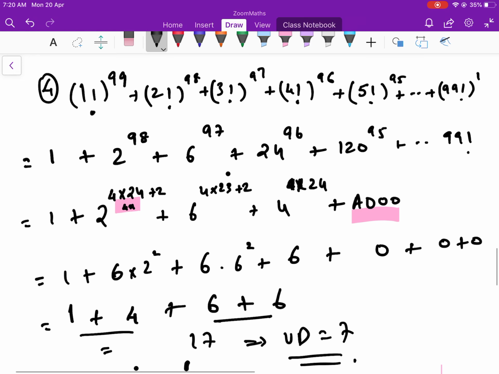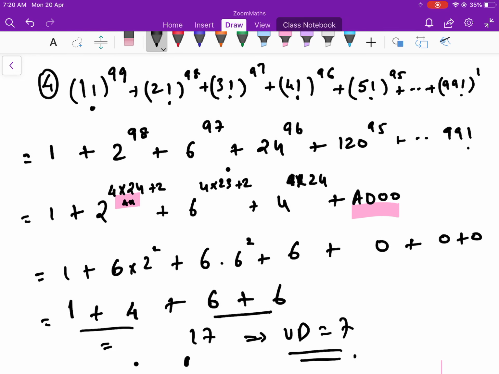Okay? Watch this video a couple of times. So the only concept is breaking of this 98 in the form of 4x plus some number, 4x plus some number, the powers. We learned that in the previous videos, right? And that will help you find the answer. So unit digit is 7.